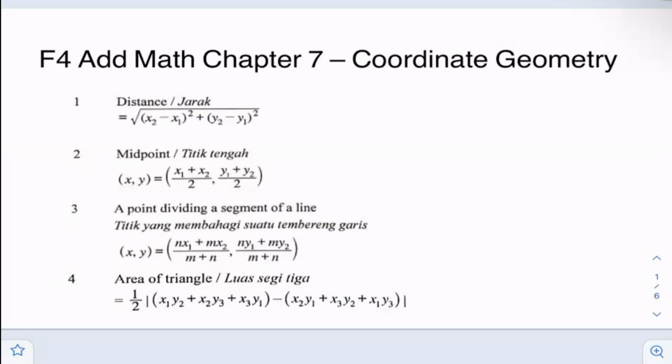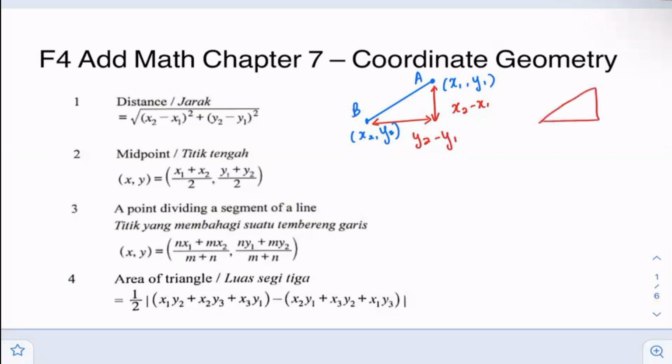First, if you want to find the distance between 2 points, let's say I have point A and point B. In order to find the distance, A is (x1, y1), and B is (x2, y2). Then it's similar to the Pythagoras theorem, where the height here is x2 minus x1, and the length here is y2 minus y1.